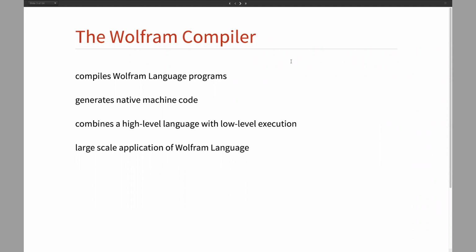So the Wolfram Compiler is a way to compile Wolfram Language programs, to translate Wolfram Language programs that you might write into native machine code, the lowest level of instructions that run on the machine. So it's combining a high-level language, Wolfram Language, with very, very low-level execution technology. And it's also a very large-scale application of the Wolfram Language.